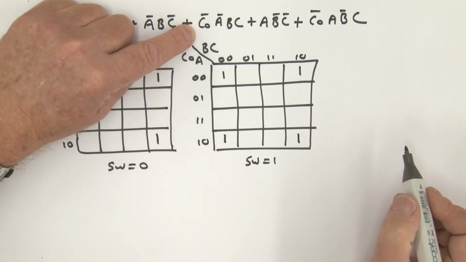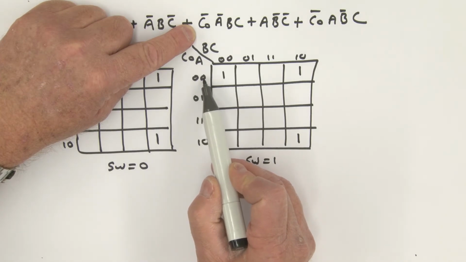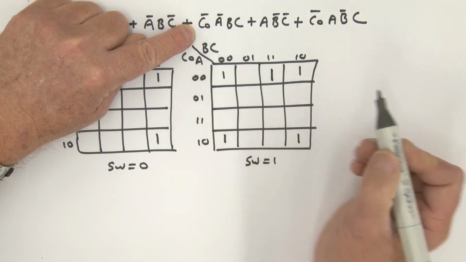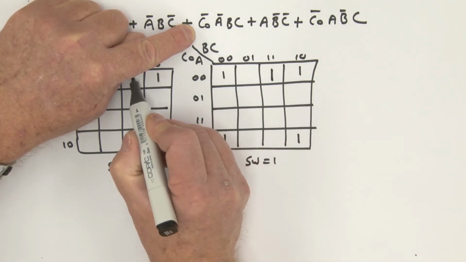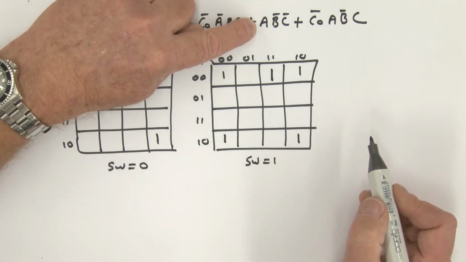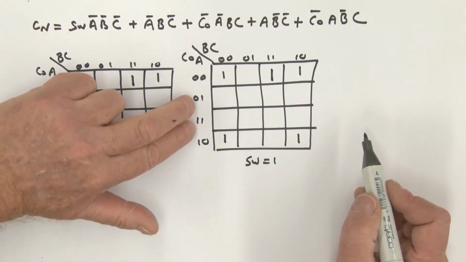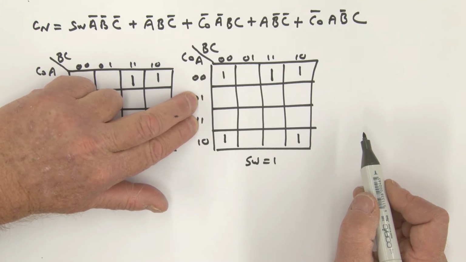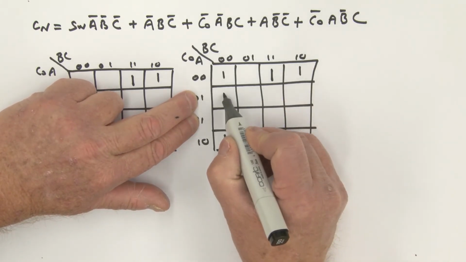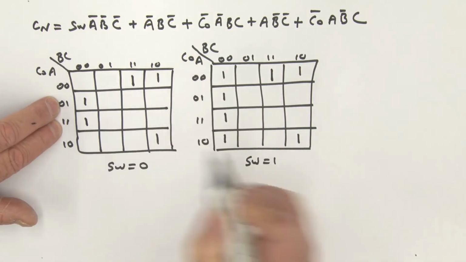Okay, next one is CO bar, A bar, and then it is BC. So it's sitting here on this map, and it's also sitting here on this map as well. Next term is A, B bar, C bar. So look, where is A true? A is true here. It's on both maps, but it's true here. And I'm looking for B bar, C bar. So that's a term here and here. It is on both maps, so I'll plot it here and here.